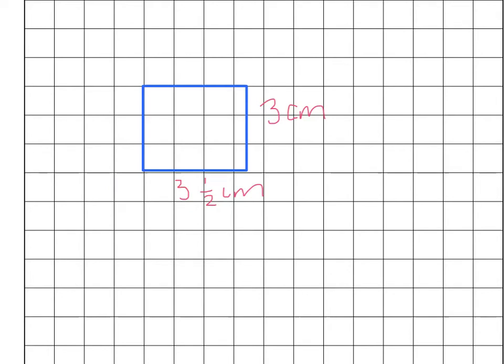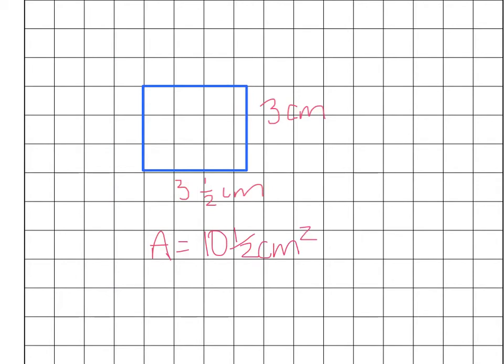Sometimes we have measurements that are not a whole number. Like here, we have 3.5 centimeters for a base, and then a height of 3 centimeters. Here, we can count what's inside: 1, 2, 3, 4, 5, 6, 7, 8, 9, and then these two halves make 10, and then we have another half. So the area of this one is equal to 10.5 square centimeters.